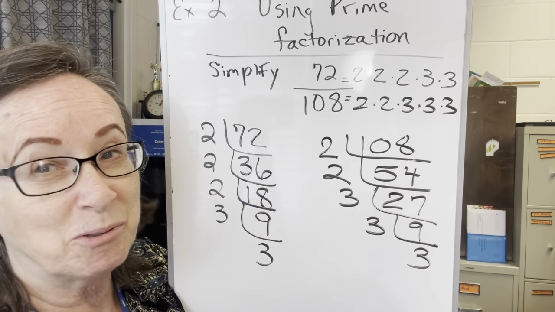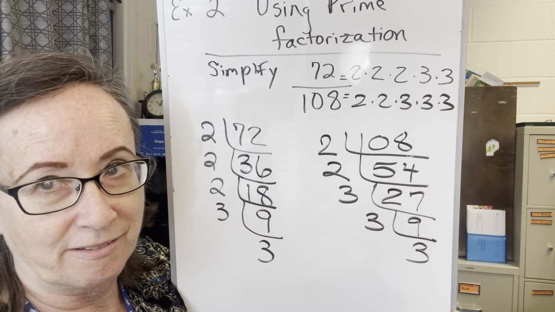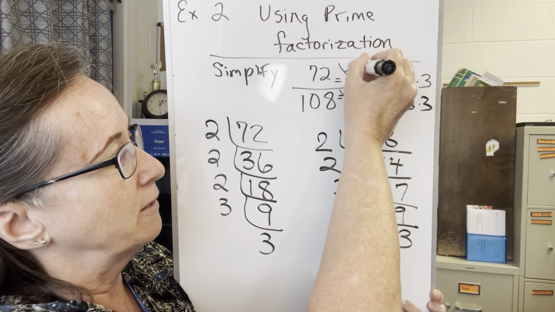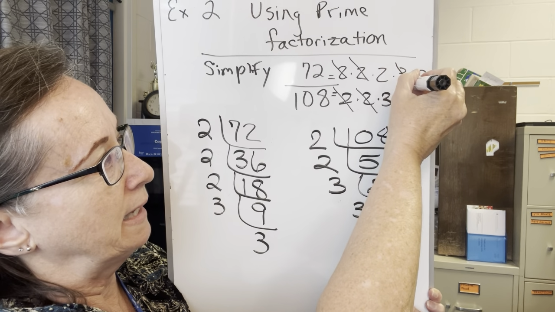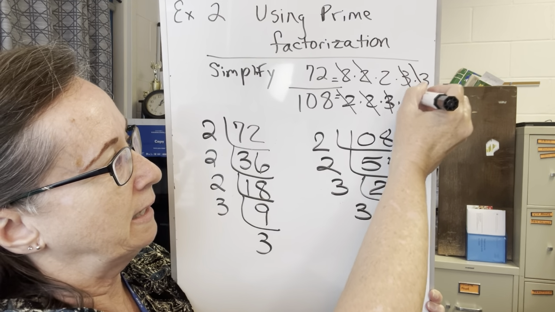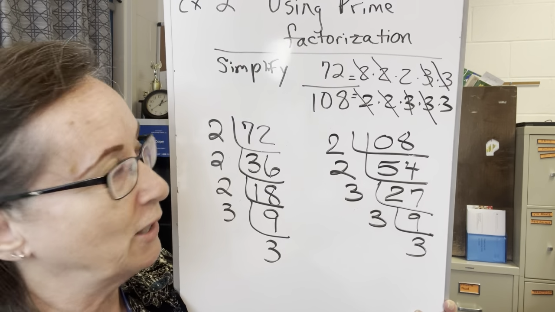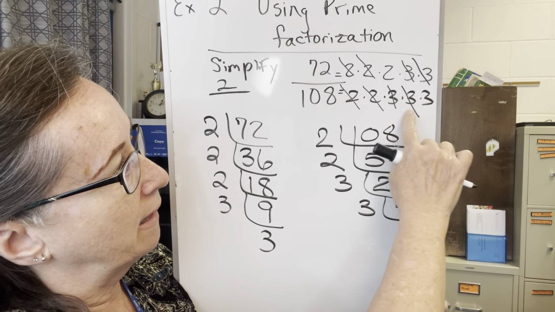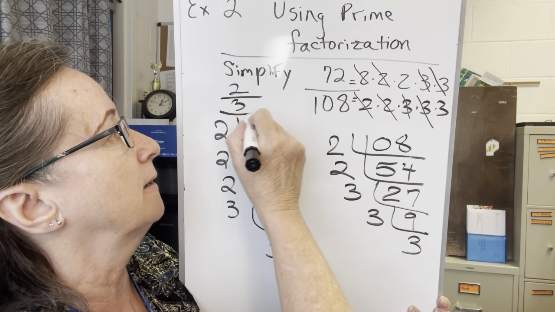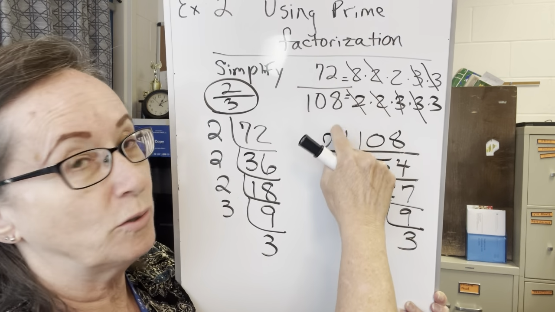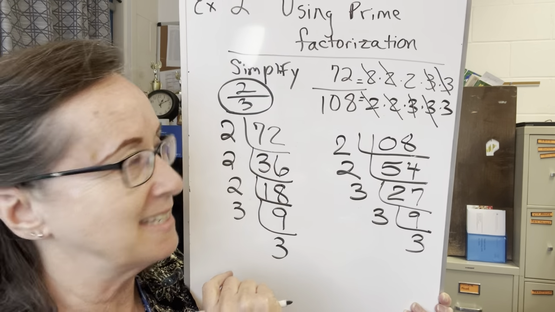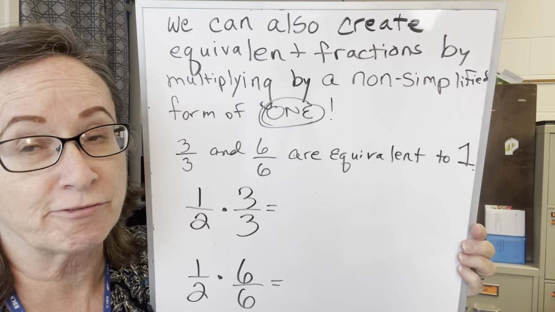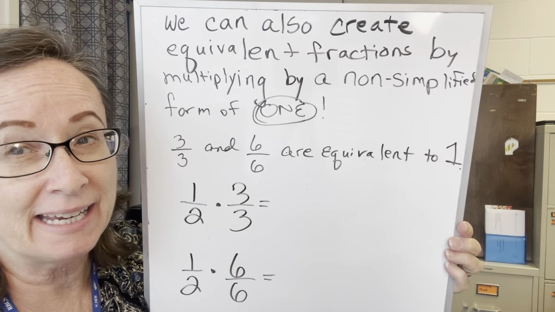Okay, so now I'm going to cancel every factor that is in common between the numerator and the denominator. So 2 cancels 2, and 2 cancels 2, and 3 cancels 3, and 3 cancels 3. So when I look, I have a 2 left in the numerator and a 3 left in the denominator. So isn't 72/108 equivalent to 2/3?